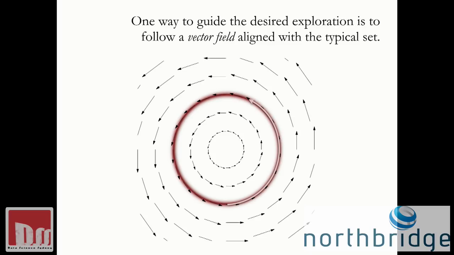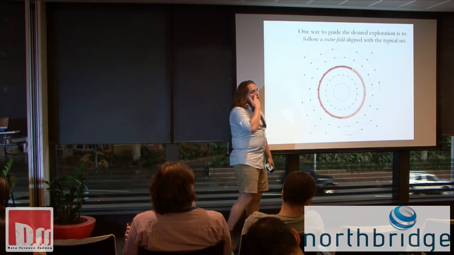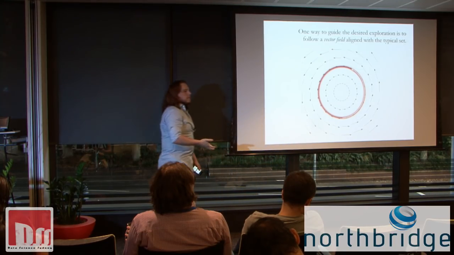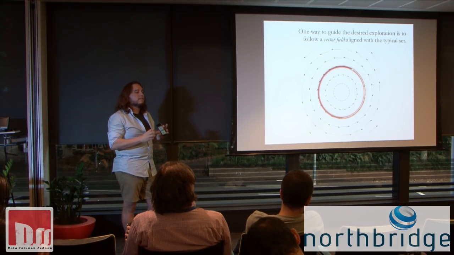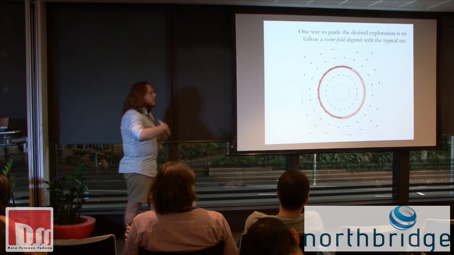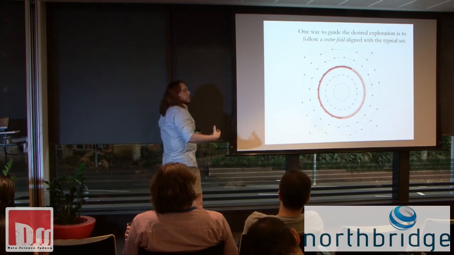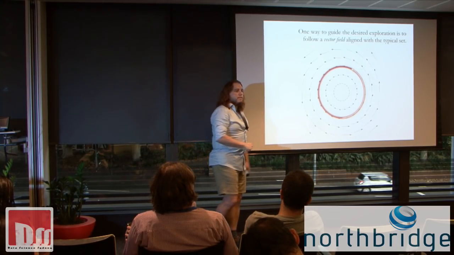Now, this might not sound any better. I've gone from wanting to construct trajectories that go through the typical set to wanting to construct a vector field that's aligned with the typical set. But vector fields are easier to construct in general, and we have natural ways of constructing vector fields from our target distribution. Remember, I want to somehow use the information about the target distribution to guide or build this Markov transition. And we have a way of doing that with vector fields.